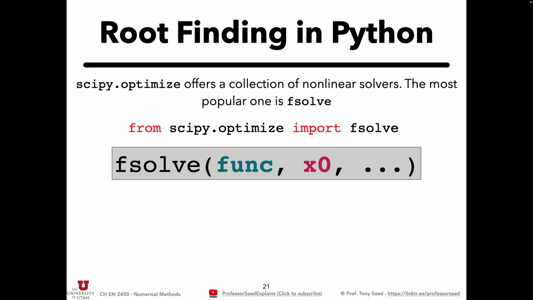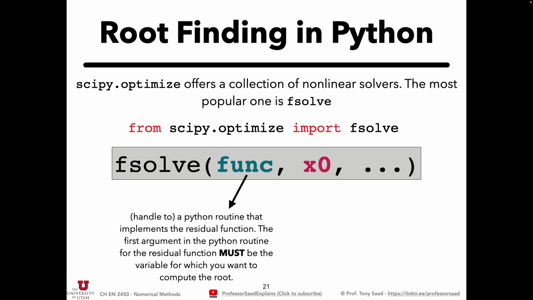The first argument is a definition of your Python routine for the residual function, or a Pythonic version of your residual function. Remember when we did the derivatives and we wanted to compute the first derivative for any function? You just give it the name of that function, of that Python routine. That's technically called a handle to that Python routine.